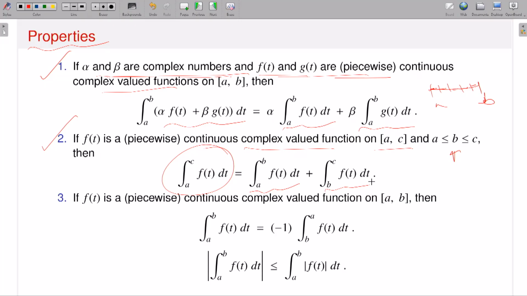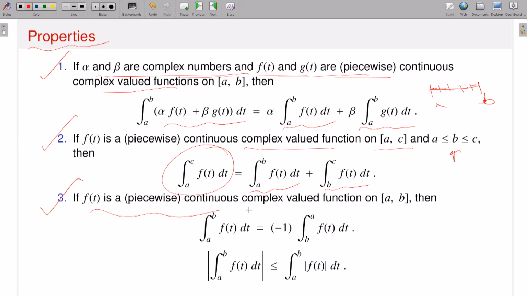Same thing is also true in the case of complex valued functions of a real variable, because I am just writing my complex valued function into two parts, and each part is a real valued function of a real variable. That is why all properties can be extended in parallel in this context.